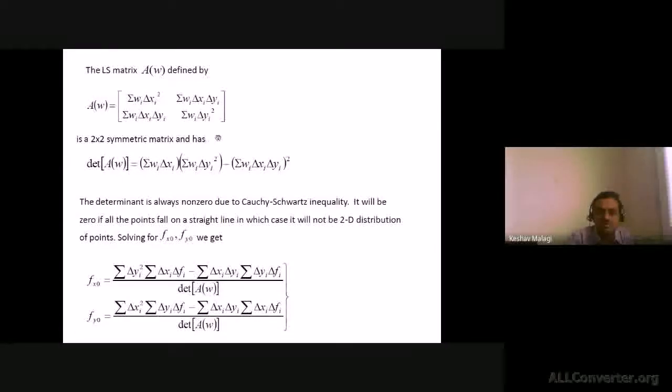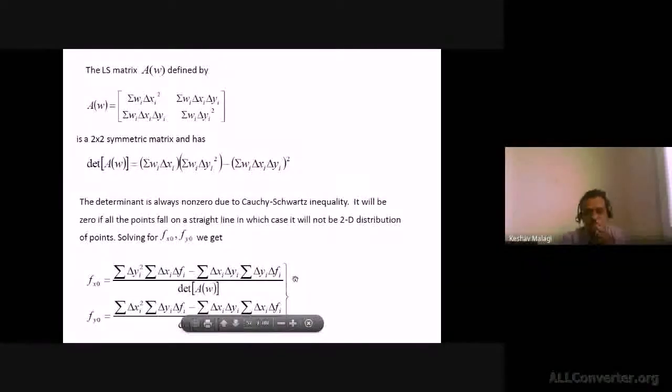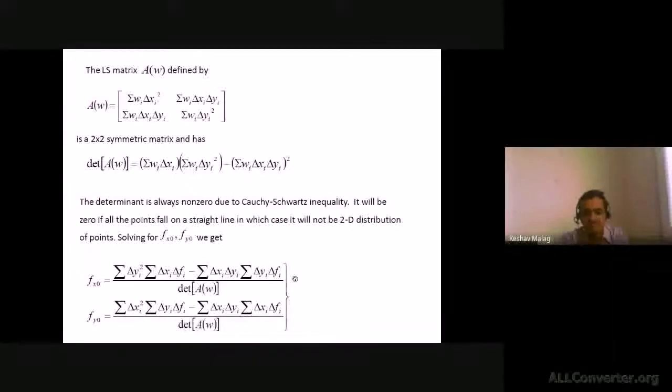So if you solve that Ax equal to B, you will get this formula for fx and fy. If you solve those two equations, you will get this formula. So this formula gives you fx, and this formula gives you fy, and this is the determinant. This is the determinant of this, and you can easily recognize that it is a Cauchy-Schwarz inequality.